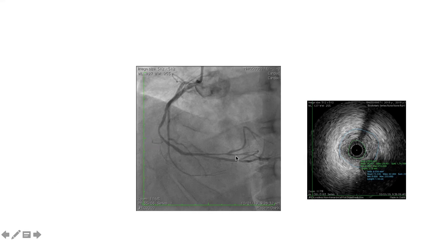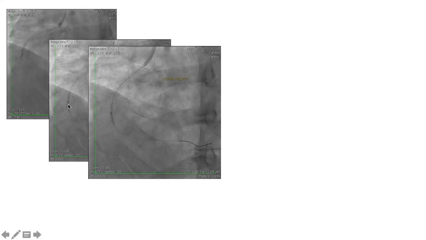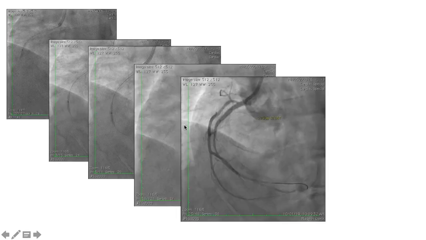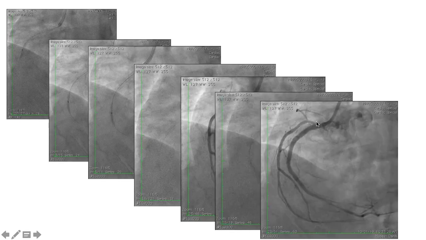As expected, there was a huge block sitting here in the mid RCA with an MLA of 1.4 to 2 mm square. So we decided to stent this segment, and we first dilated. You can see the balloon was actually melon seeding. With difficulty, we could achieve a good dilatation. Then we stented with a 2.75 x 38 stent, and this was the final result, with a good RCA.